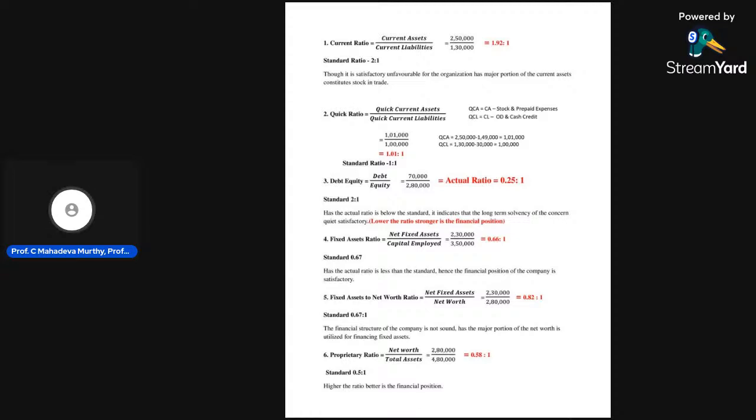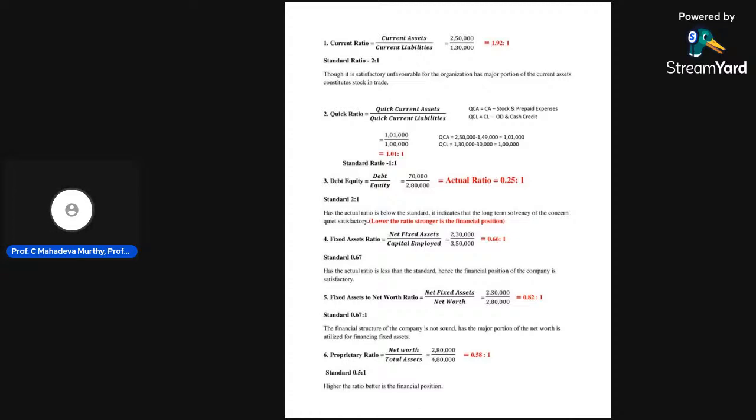This is the most important ratio. Quick ratio, or acid test ratio, or liquidity ratio. Three nomenclatures we are using: quick ratio, acid test ratio, or liquidity ratio. Liquid means easily converted into cash, or liability. Anytime the creditors or outsiders can ask, the organization has to pay that. That is the meaning of that.